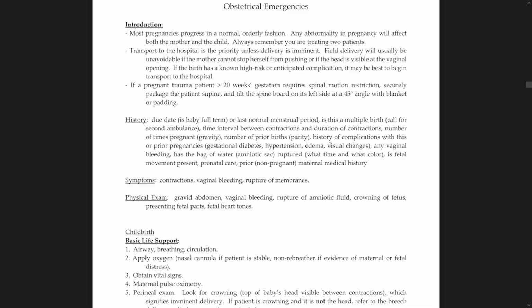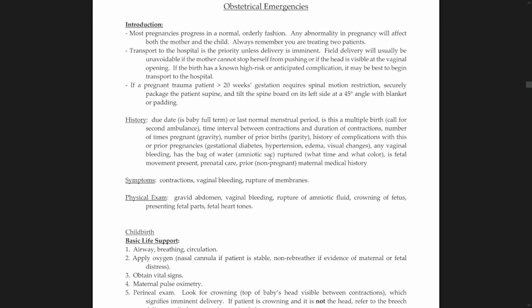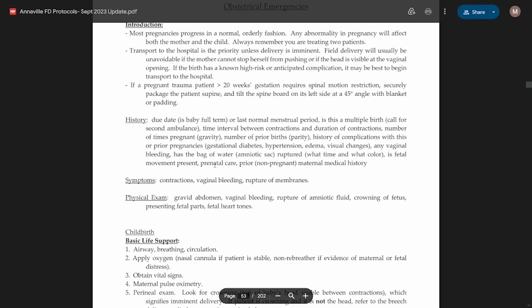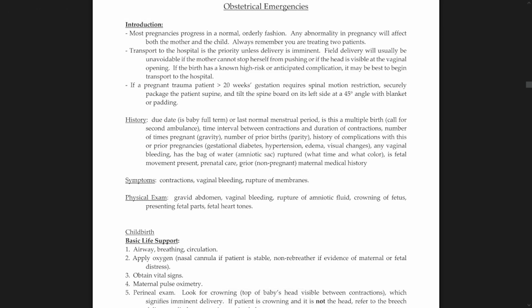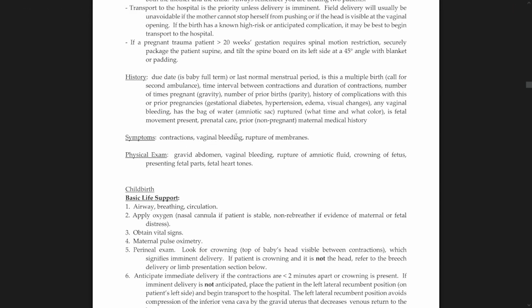You want to check the history of complications with or prior pregnancies. See if they have gestational diabetes, hypertension, edema, or visual changes. Any vaginal bleeding. Has the bag of water, the amniotic sac, ruptured? And what time and what color was it? Is there fetal movement present? Have they been using prenatal care? And prior non-emergent maternal medical history. For symptoms, we're looking for contractions, vaginal bleeding, and rupture of the membranes.